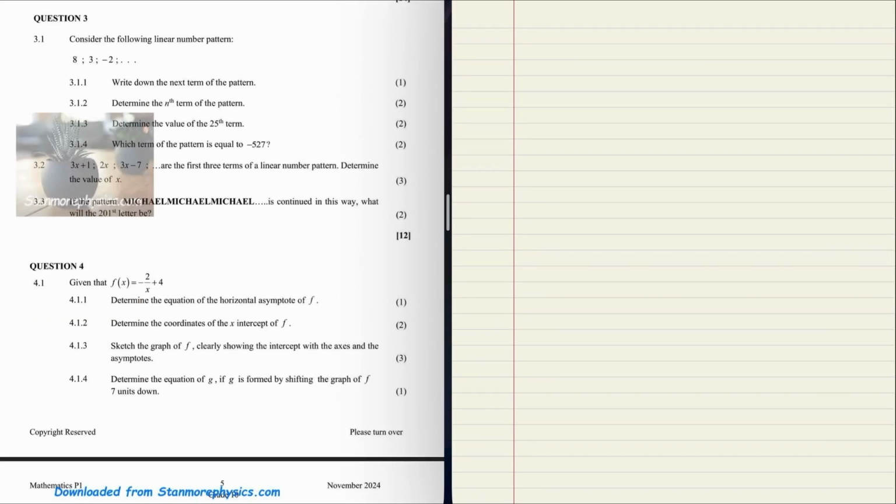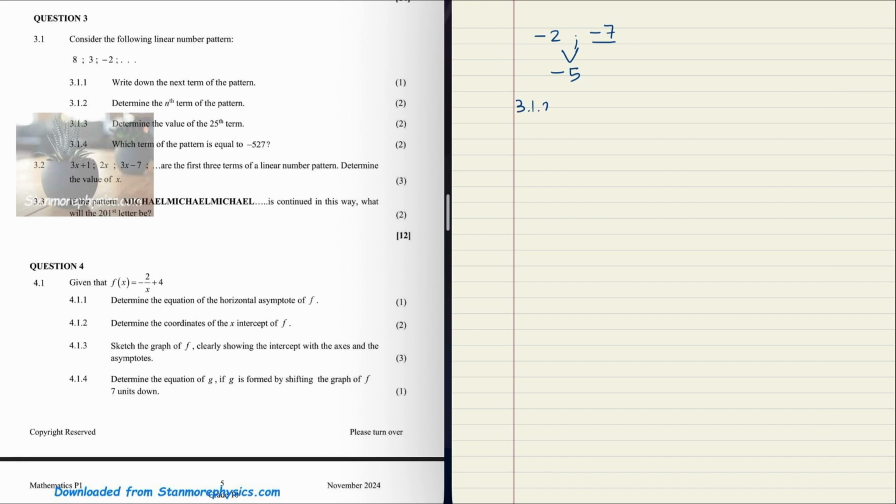So question 3.1 reads, consider the following linear number pattern: 8, 3, negative 2. 3.1.1 reads, write down the next term of the pattern. So if we look at the constant difference here, it's decreasing by 5. So from negative 2 to the term after it, we are going to subtract 5. So minus 2 minus 5 is minus 7.